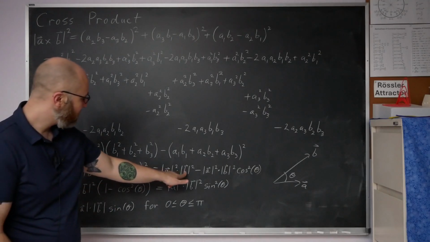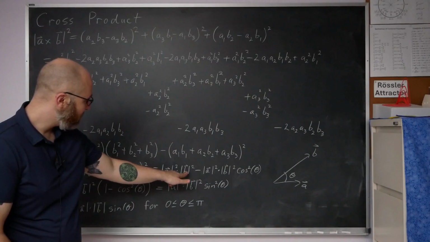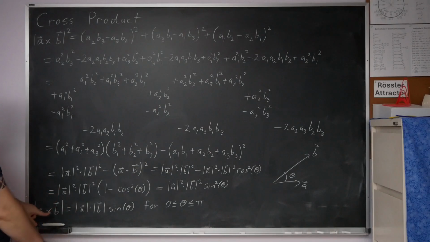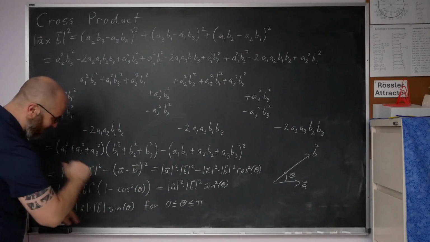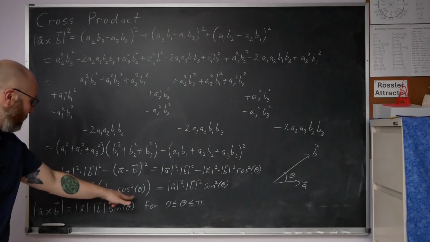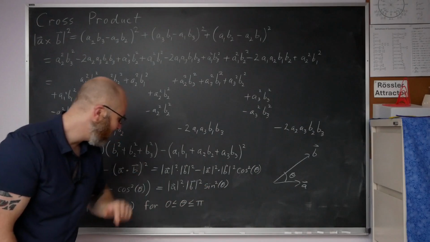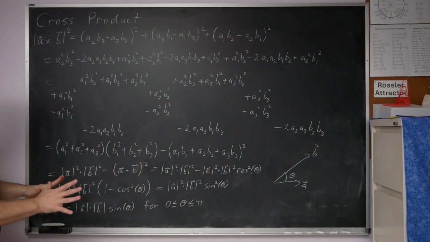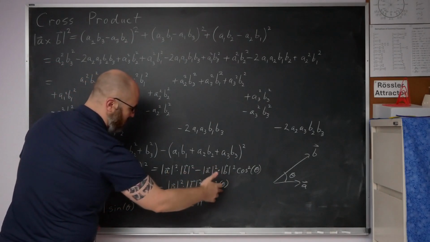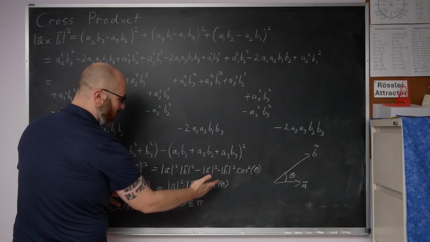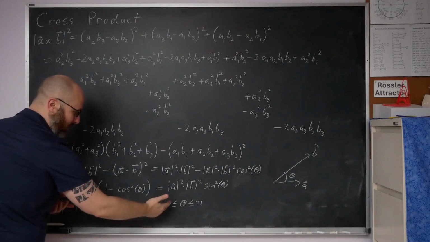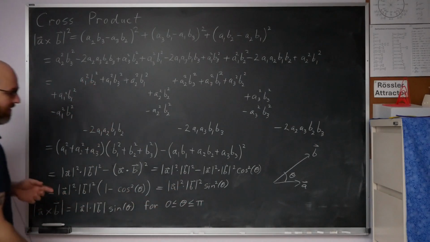But we can factor out magnitude A squared times magnitude B squared from both of those. We'll end up with magnitude A squared times magnitude B squared times 1 minus cosine squared. And then 1 minus cosine squared is a trig identity. We can replace that with sine squared. Then you do have to be careful, because when you take the square root, you have to make sure that sine is going to be positive when you have a sine of theta. So one way to ensure that is theta has to be between 0 and pi.